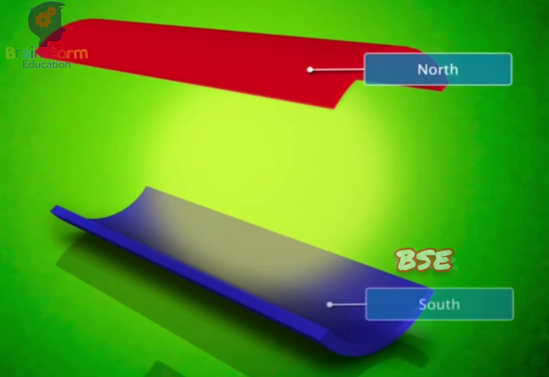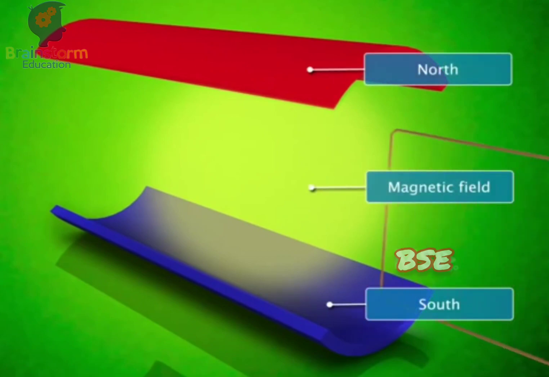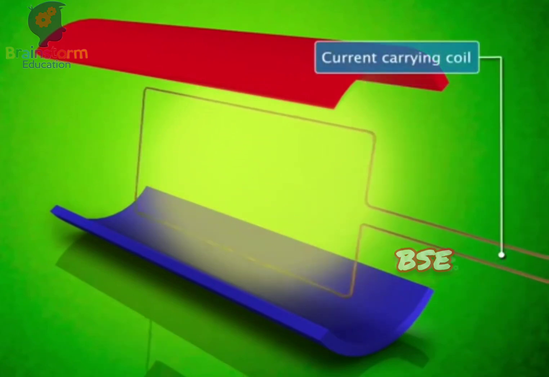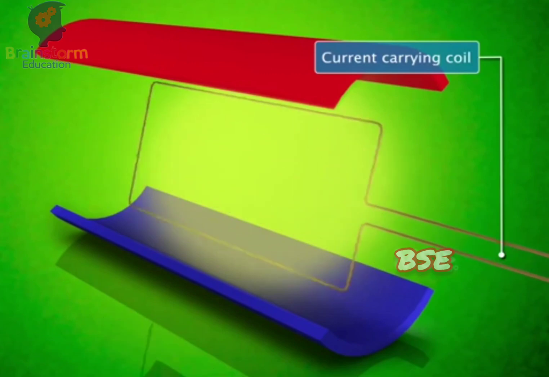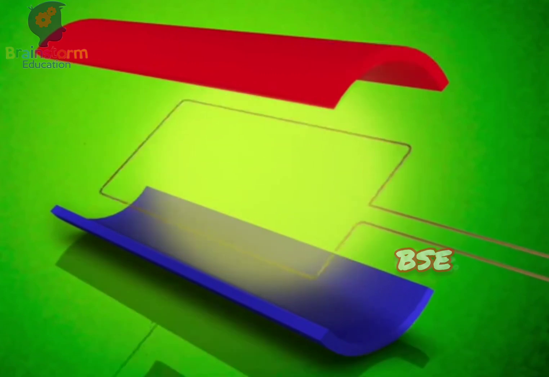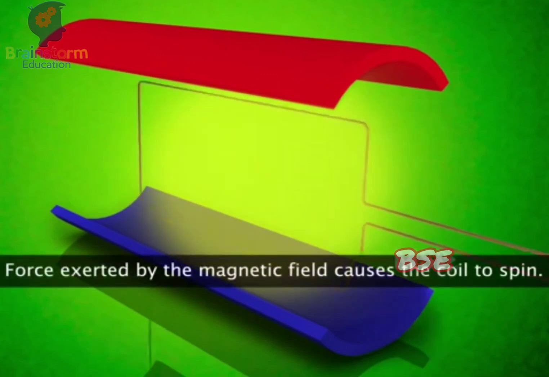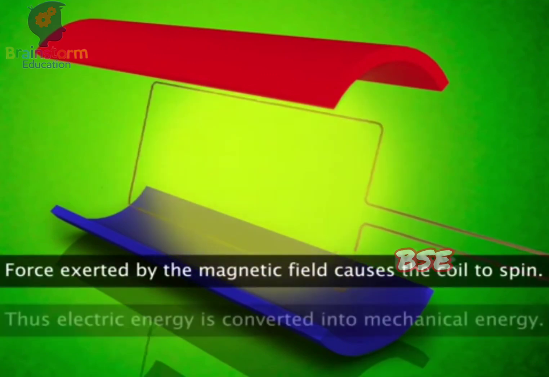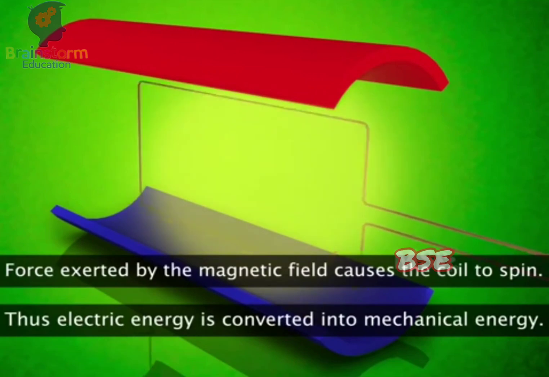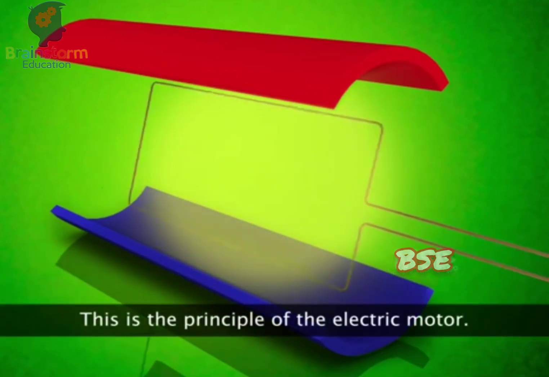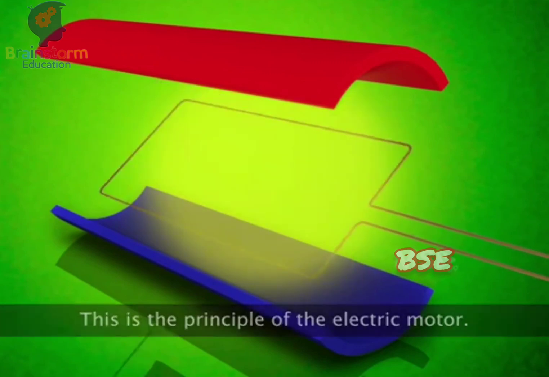At the heart of the electric motor is a magnetic field. If you place a current-carrying coil in this magnetic field, the field will exert a force on the coil. This force causes the coil to spin, thus converting electric energy into mechanical energy. This is the principle of the electric motor.